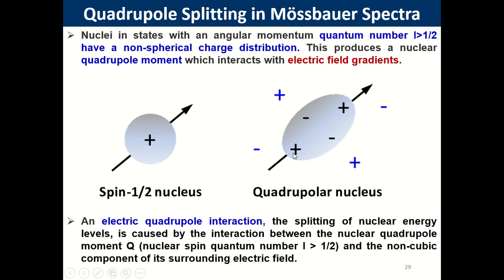The concept of quadrupole is very important in the sense that it is implicated in Mössbauer spectroscopy. You are already studying it, and the same concept will be useful in nuclear magnetic resonance, NMR, electron paramagnetic resonance, EPR, and NQR spectroscopy. So this is important. You must understand this.